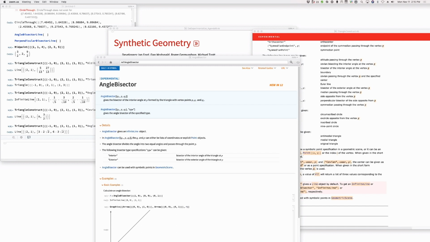What does it do? So the new geometric scene will always format as a dynamic module where you can move the points around, and there are buttons. There's a plus button if you want to zoom in, a minus button if you want to zoom out, and then there are left, right, up, down buttons if you want to move around.